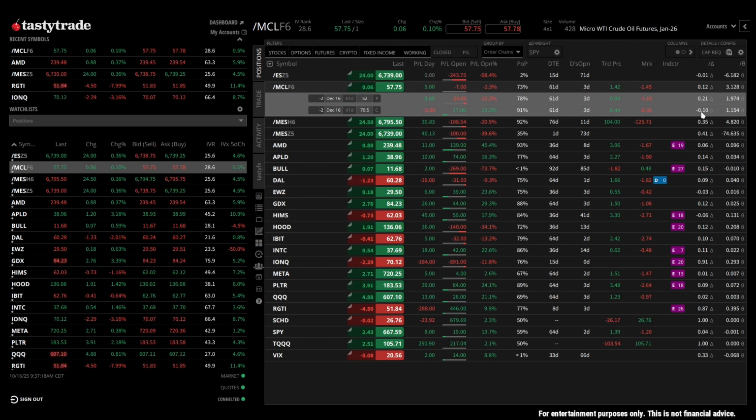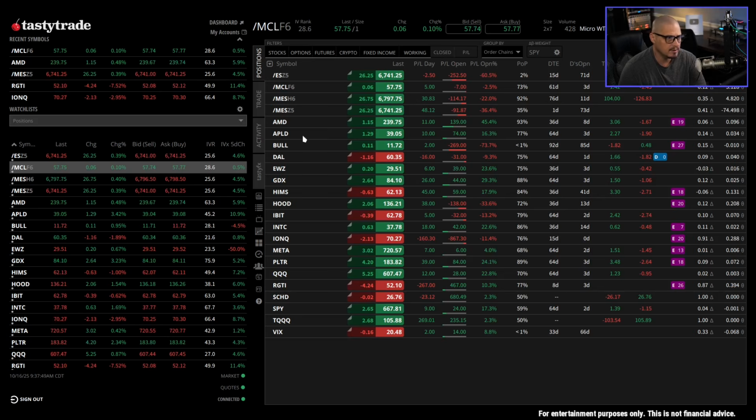For example, if I woke up one day and saw the total deltas on this strangle were at 20 or 25 or 30, I know it has moved greatly against me to the downside, and then I might need to go ahead and roll the position. In this case, I'm not going to roll this. It's okay for now.